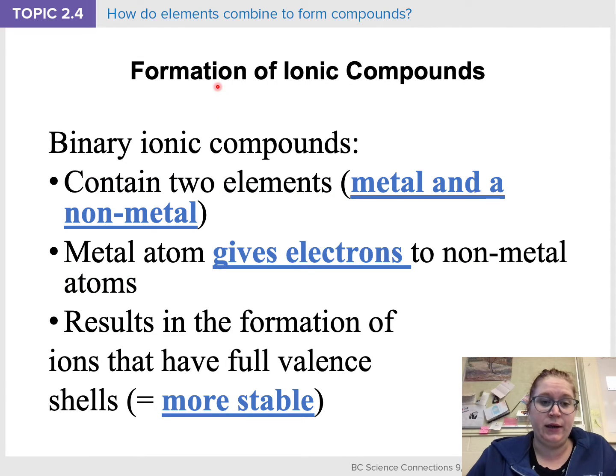We're going to be studying binary ionic compounds. Binary means two, so just like the computer language, binary is zeros and ones, or bi means two, like bicycle is two wheels. So binary ionic compounds contain two elements, and this part's really important. One metal and one nonmetal, always a metal and a nonmetal. The metal atom gives electrons to nonmetal atoms, and this results in the formation of ions that have full valence shells. So remember that a full valence shell makes an ion more stable.